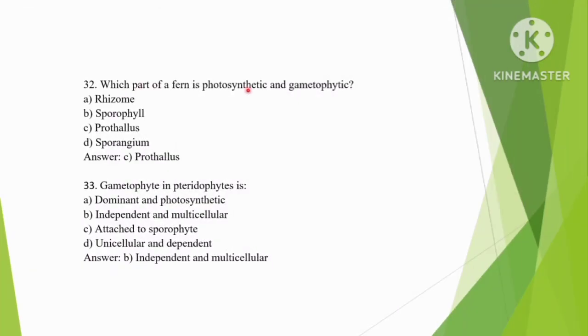Which part of a fern is photosynthetic and gametophytic? It is the prothallus. It is photosynthetic, bears sex organs, and exists independently. Gametophyte in pteridophytes is independent and multicellular. So it's small but autotrophic, unlike the sporophyte-attached gametophytes in case of bryophytes.